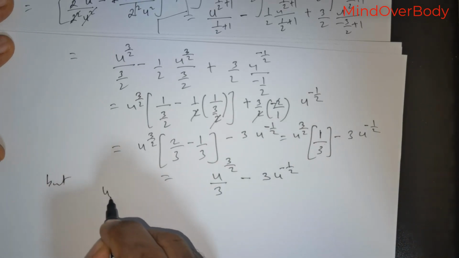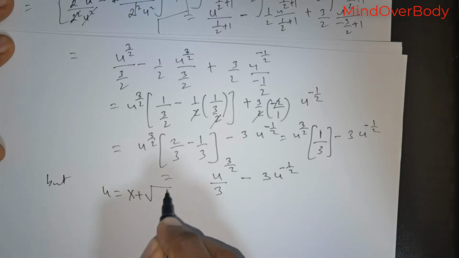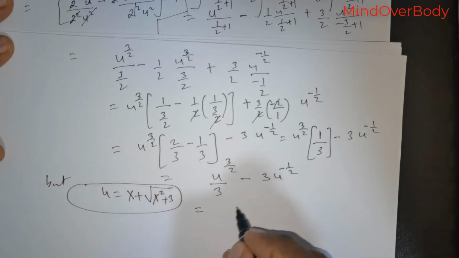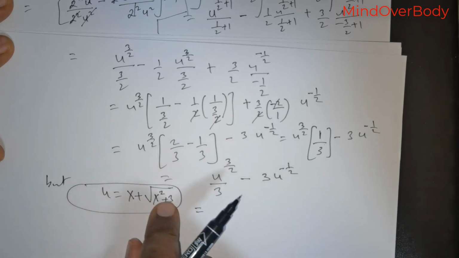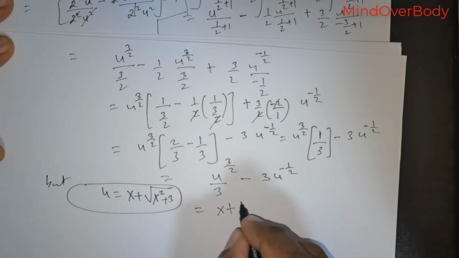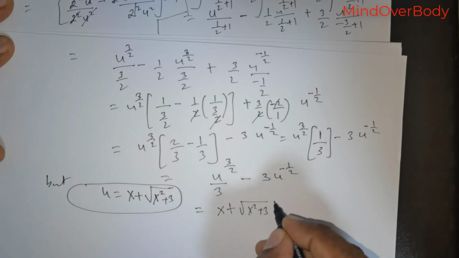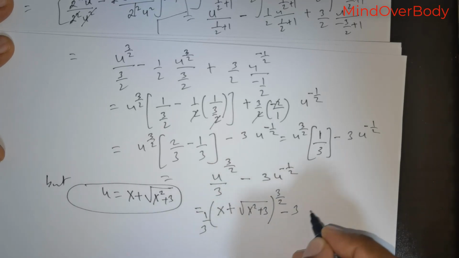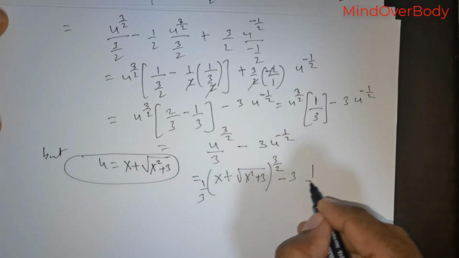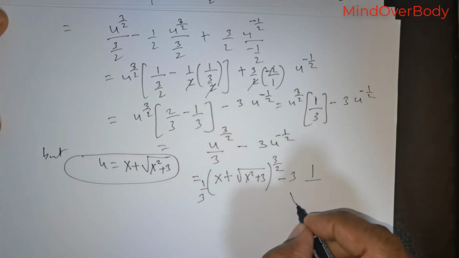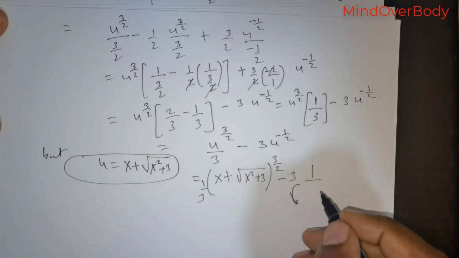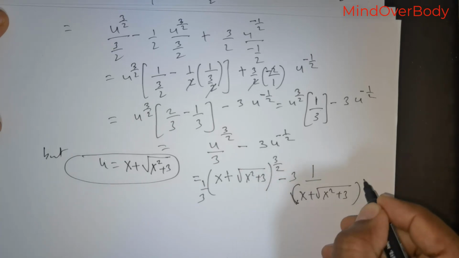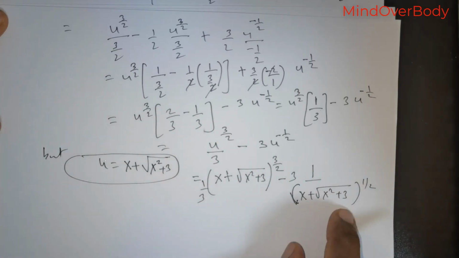Now my u is x plus the root of x squared plus 3, right? So if you substitute that, in place of u you substitute x plus the root of x squared plus 3. This is raised to the power of 3/2. You have a 1/3 there, minus 3 times. Now you can push this u down, so it's going to be the root of, let me just take it like this, x plus the root of x squared plus 3 raised to the power of 1/2. This is what I've got.